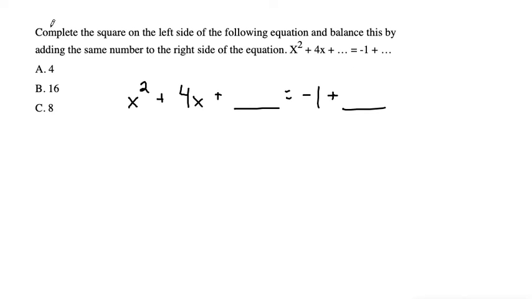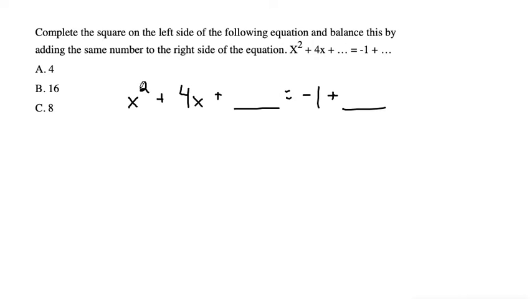On this problem, it says to complete the square on the left side of the following equation and balance this by adding the same number to the right side of the equation. And they go ahead and set it up with giving you blanks to add those numbers to both the left and the right hand side.